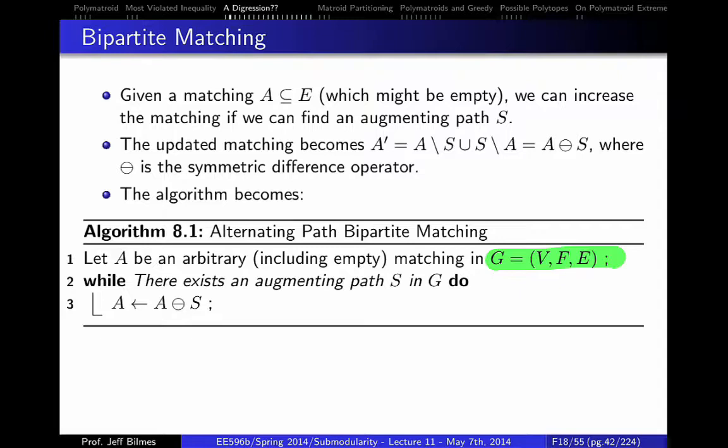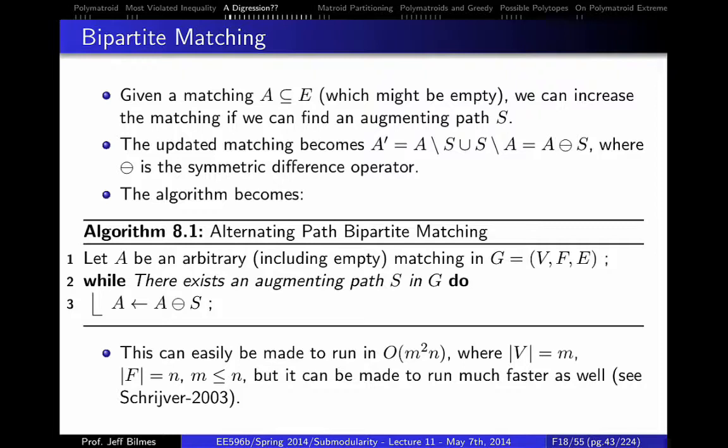I'm sorry if I keep saying alternating path when what I mean is augmenting path. Remember, the alternating path just goes back and forth. The augmenting path is an alternating path that insists upon the two end vertices being unmatched.